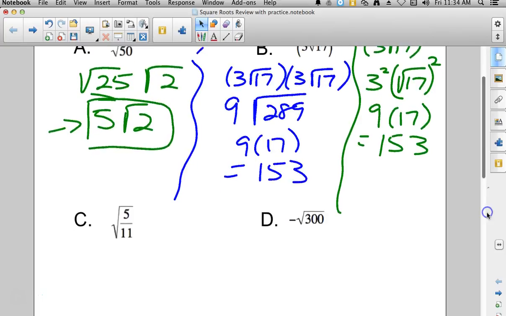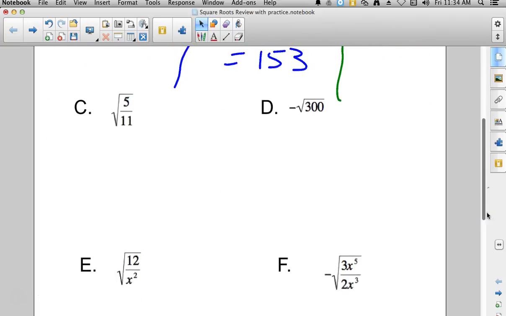Alrighty, down here. Square root of 5/11ths. First thing to do would be to ask yourself, can I reduce 5/11ths? Rats. All right, can't reduce 5/11ths. Okay, so I know I can write it like this.